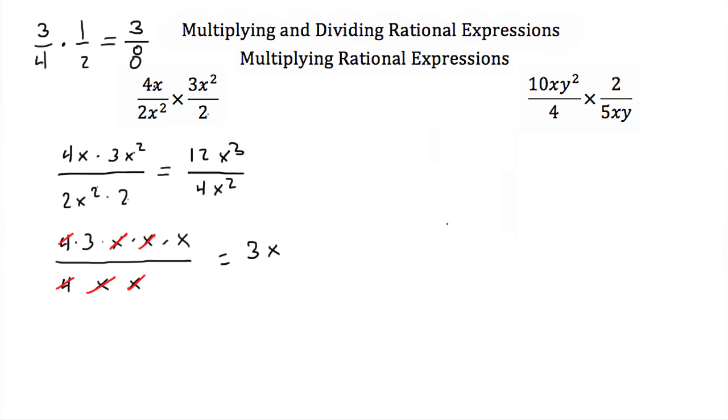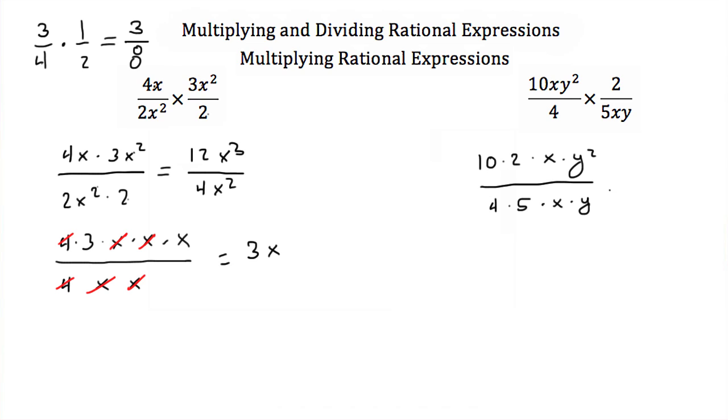Let's try this again. Here we have 10xy squared over 4 times 2 over 5xy. Now we have two variables in this expression, but that doesn't matter. Again, we're just going to multiply across. So my numerators are going to get multiplied together and my denominators are going to get multiplied together. If I do that, I'll have 10 times 2 times x times y squared. My denominator will be 4 times 5 times x times y.